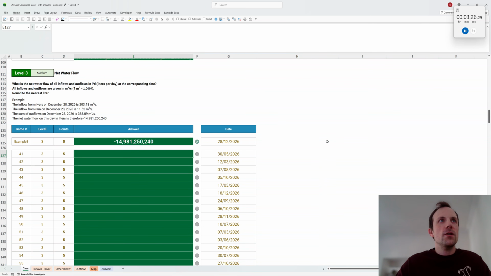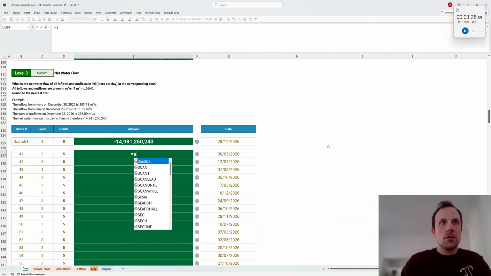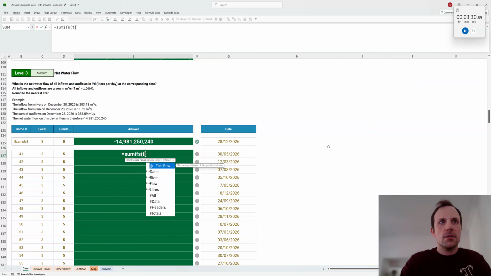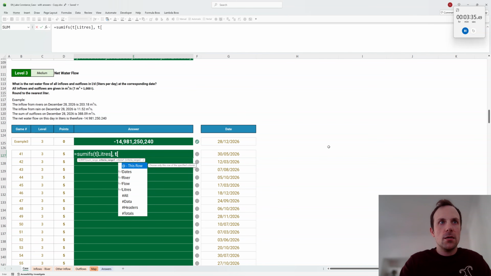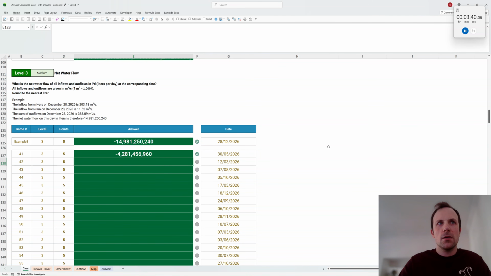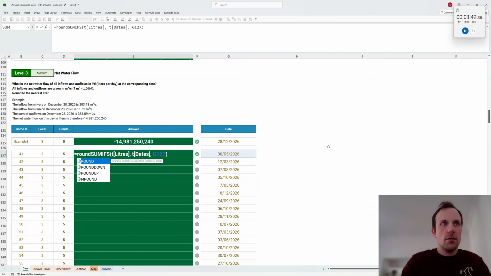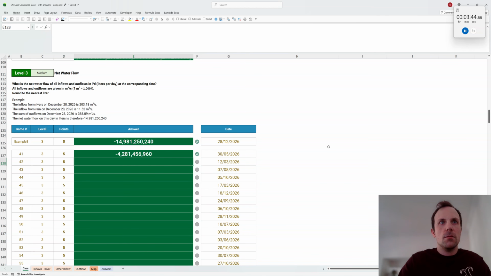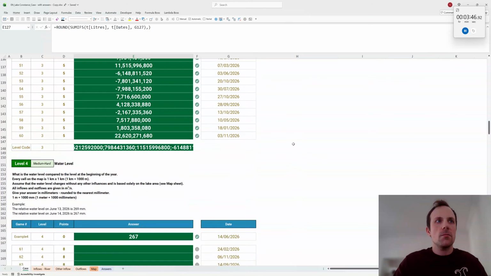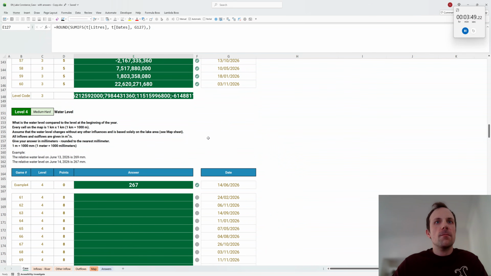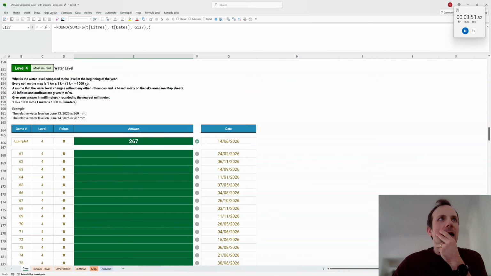Net water flows of all inflows and outflows at the corresponding date. So that is litres of T where dates equals this one, should be. And we might need to round. Not sure, let's check. Okay, perfect. Level 4, we have to work out how the water level changes compared to the beginning of the year. So we need all inflows and outflows before and on this date.